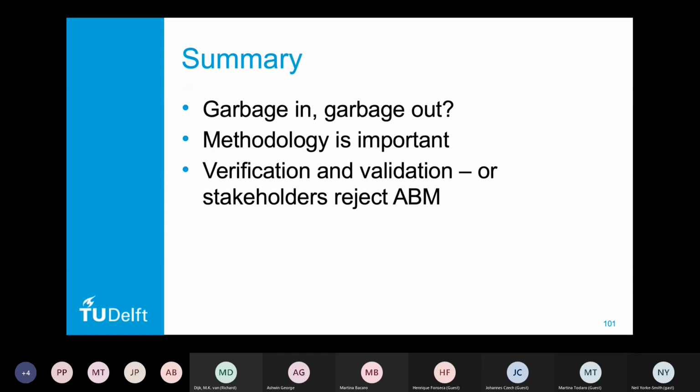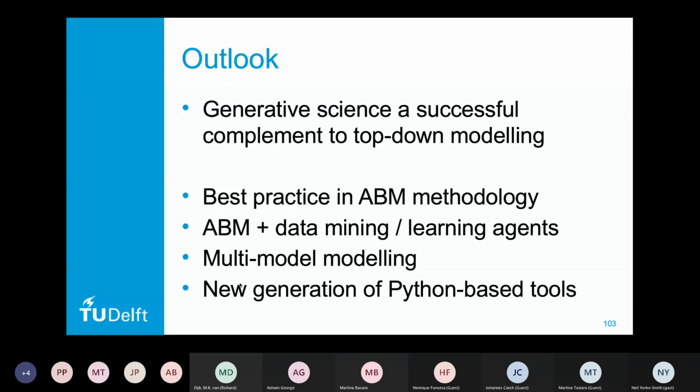I want to conclude briefly with a few resources and leave some time for questions. Okay, so let me just summarize. Generative science, this generative principle, is a successful way of modeling which complements top-down modeling. What are some of the things moving forward? There are best practices emerging, as I mentioned, this ODD description, for example. Second, a current trend is agent-based modeling combined with data mining or using learning within the agents, particularly reinforcement learning. Another current trend is multi-model, so connecting multiple models together. And this has been facilitated in part by a new generation of computational tools, mainly using Python. These are some of the current trends.